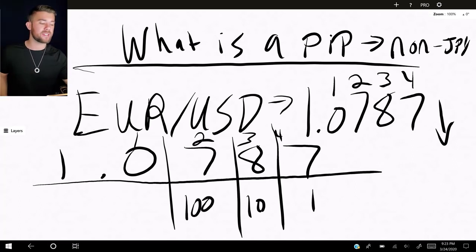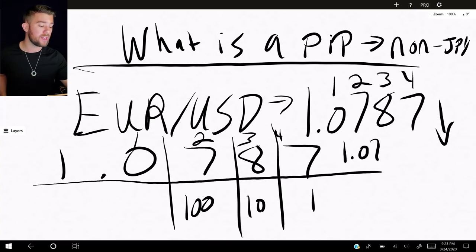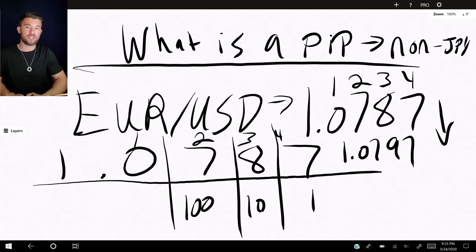That makes it so easy to say, okay, if the euro dollar went from 1.0787, what it's at right now, to 1.0797, how much did we move? Well, let's look down here at our chart where that's the tens. That column is the tens.